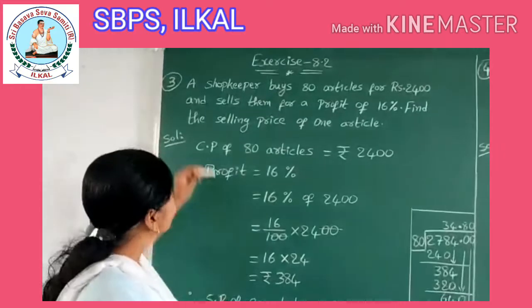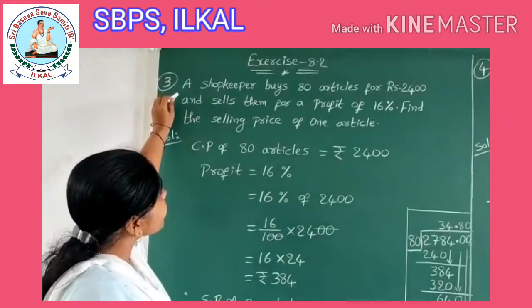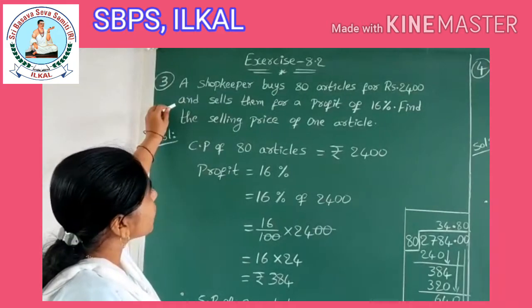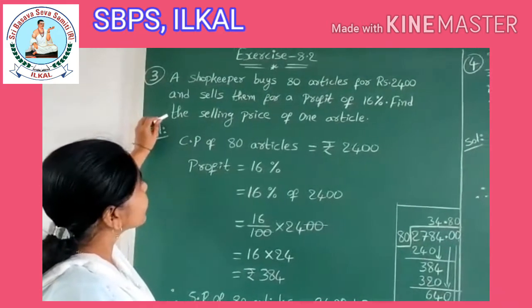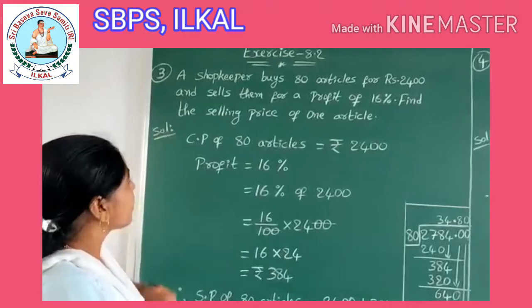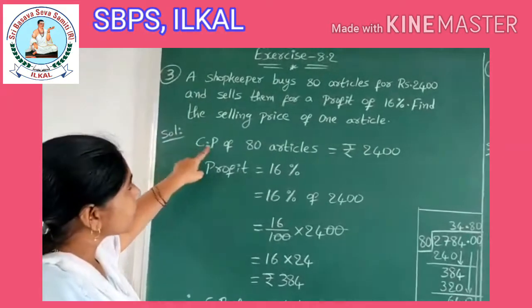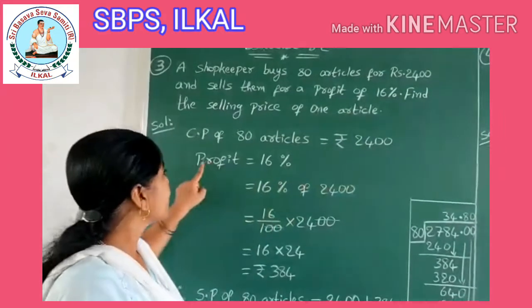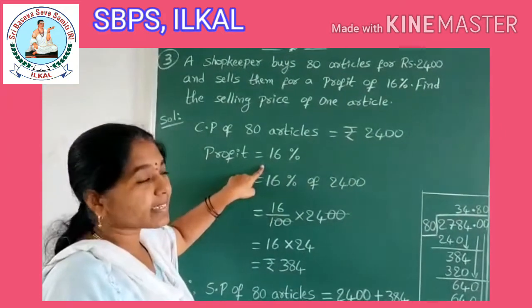Next question, children. A shopkeeper buys 80 articles for rupees 2,400 and sells them for a profit of 16%. Find the selling price of one article. Solution. The cost price of 80 articles is equal to rupees 2,400, they have given. Profit is equal to 16%, they said.